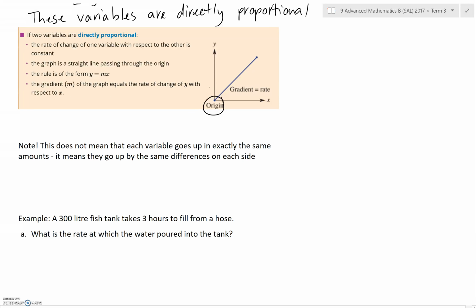The rule is in the form y equals mx, and we know that from our earlier work with only one intercept. If there is no constant, it's going to go through the origin, because if y is 0, then x is 0 and vice versa. The gradient of the graph equals the rate of change of y with respect to x, so it equals how much it's going up by. Just remember that this does not mean that each variable goes up in exactly the same amounts. It means they go up by the same distance on each side.